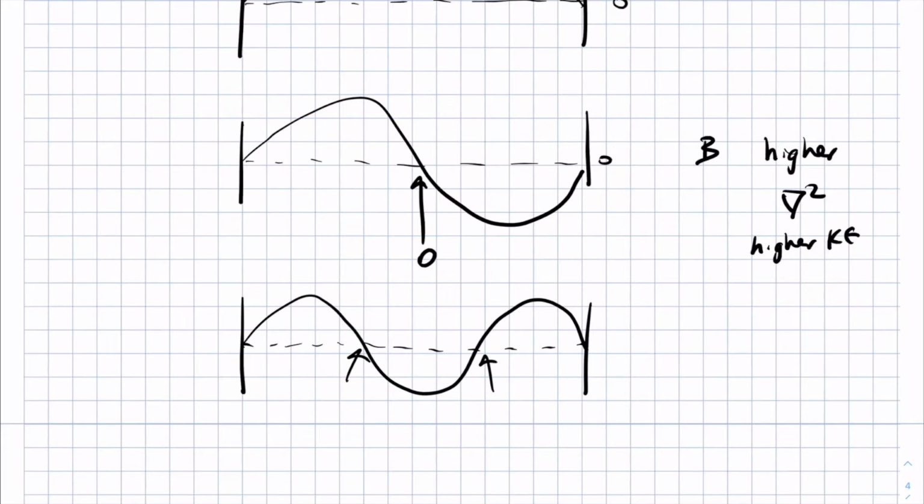So in general, the more nodes an orbital has, the higher in energy it's going to be, because going through zero all those times requires massive changes in slope and therefore higher kinetic energy.